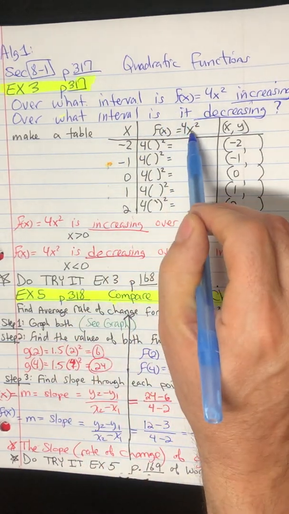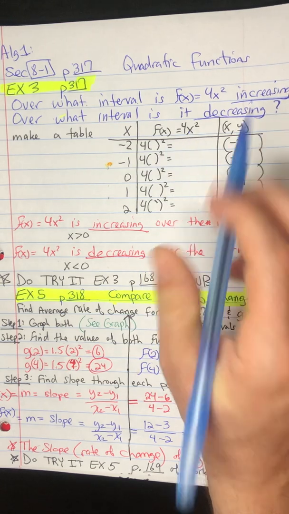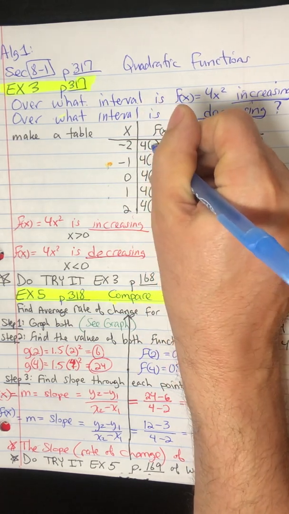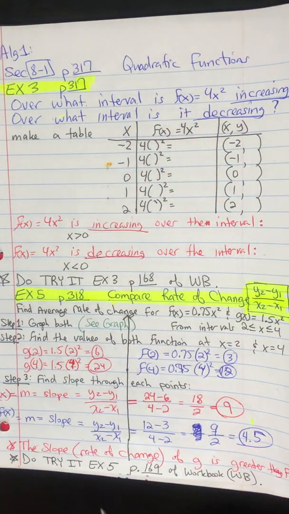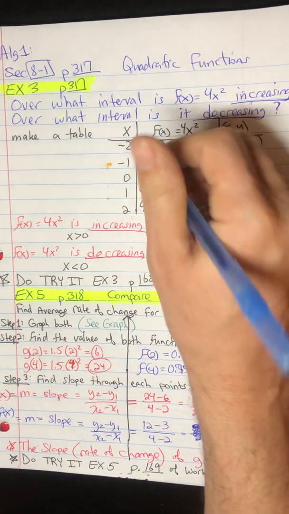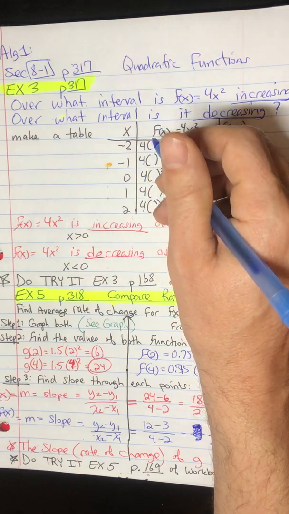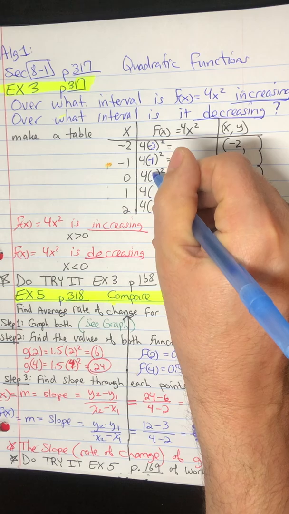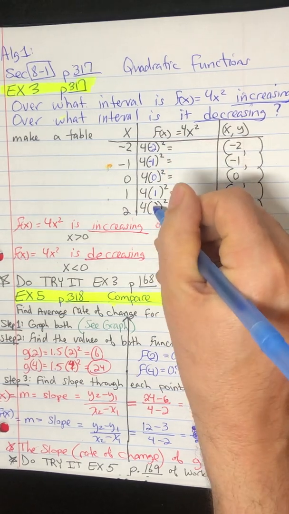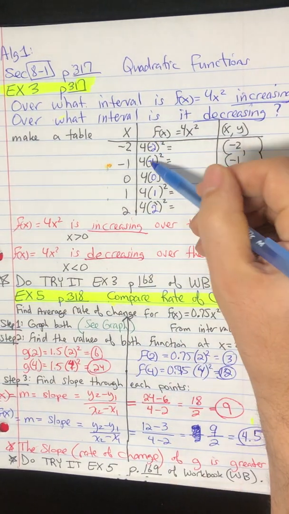We're going to plug all the x's into the function rule, into x squared. So we're going to replace x with -2, -1, 0, 1, and 2. Remember, we choose our own x values when we make a table. So it's 4 times x squared. And remember, we have to think about order of operations here. So I'm going to put -2 in here, -1. These are the x values. Replace x with the x values that we chose.